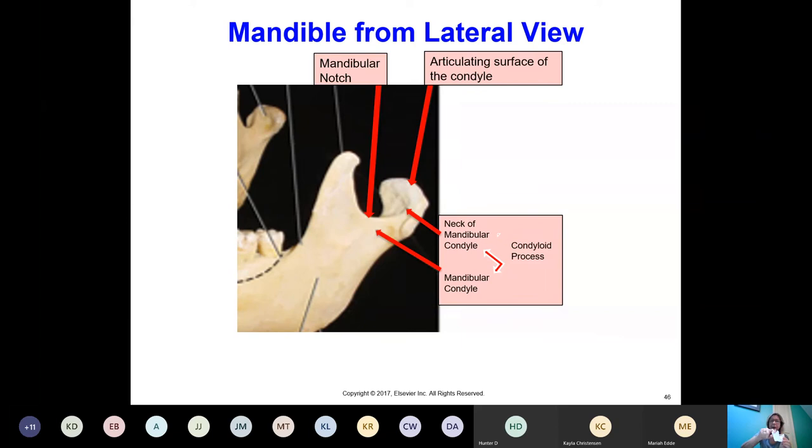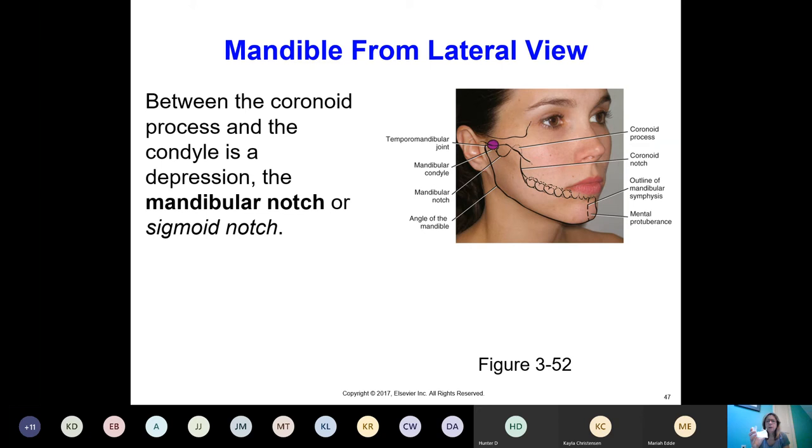This in between part right here where it dips down is called the mandibular notch. And that's just where it dips down right here. And this is what the mandible looks like when it's inside your head. So between the coronoid process and the condyle is a depression called the mandibular notch or sigmoid notch. You may see it called sigmoid notch in some textbooks, or Kenhub, I think, mentions it, but they're the same thing. It's the mandibular notch.